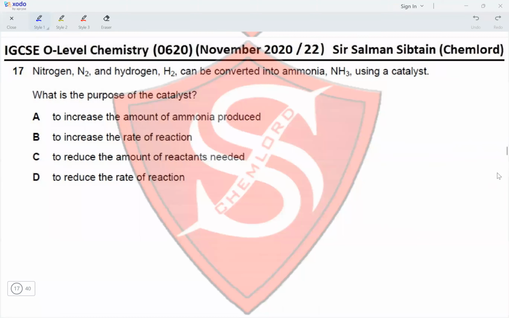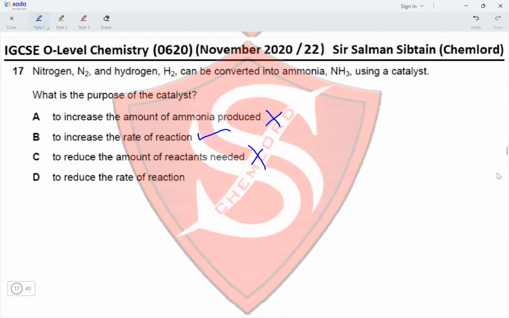Question 17. Nitrogen and hydrogen can be converted into ammonia NH3 using a catalyst. What is the purpose of the catalyst? To increase the amount of ammonia produced, a catalyst has no effect on the yield of a particular reaction. To increase the rate of reaction, yes, that is the purpose of it. It increases the rate of reaction by providing an alternate pathway, one having a lower requirement of activation energy. So this is correct. To reduce the amount of reactants needed, no, it will have no effect on the amount of reactants needed to form the product.